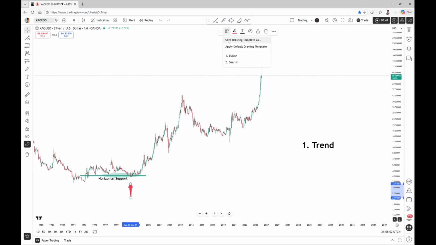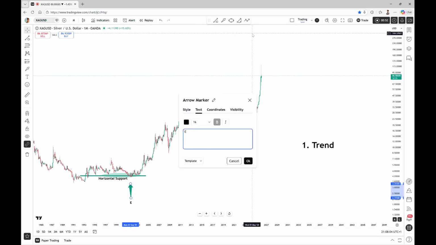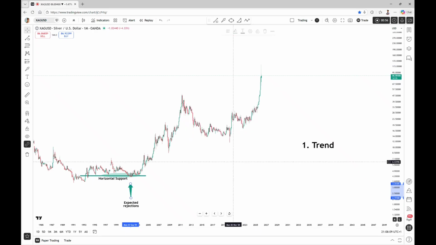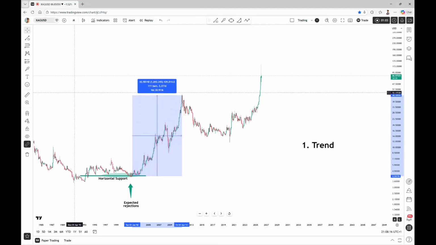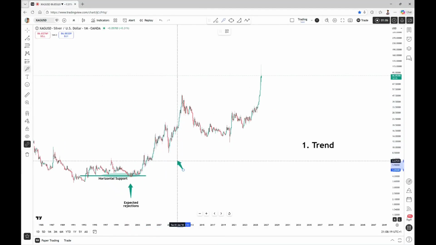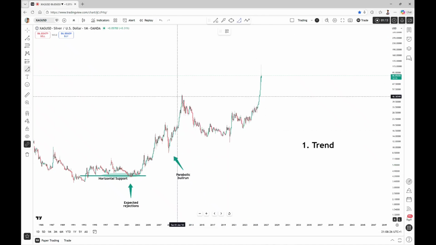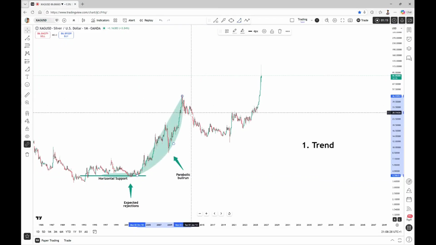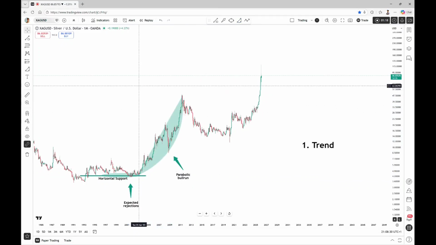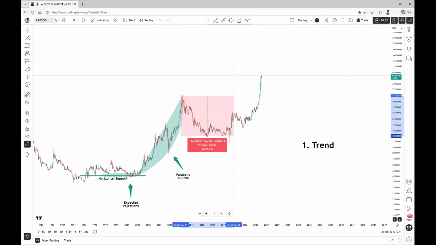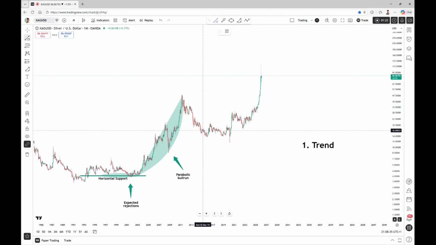And always when silver came back to retest this horizontal support, we saw expected rejections towards the upside. Here you can see that after the last retest back in February of 2002, silver rallied an incredible 1000% over the course of the next couple of years, creating this very decent parabolic bull run. With it, silver created the previous all-time high back in 2011. After this all-time high, we saw a major correction of approximately minus 70%.